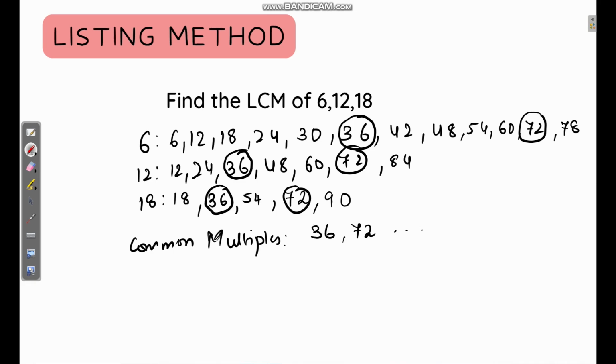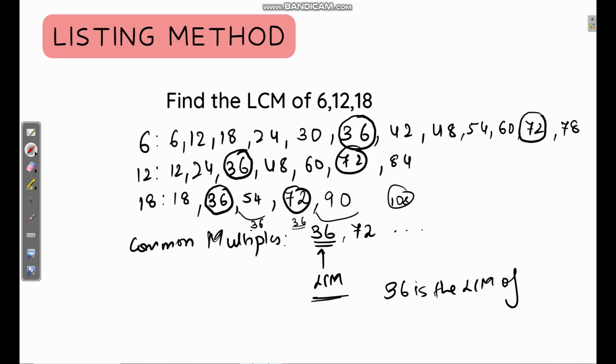Okay, so we want to find the LCM. LCM is nothing but the least common multiple. So 36 is your LCM, that is the LCM of 6, 12 and 18. If you see the difference, that is 36. So the next one will be plus 36 to this number. So 108 will be your next common multiple, but the answer is 36. So 36 is the LCM of 6, 12 and 18.